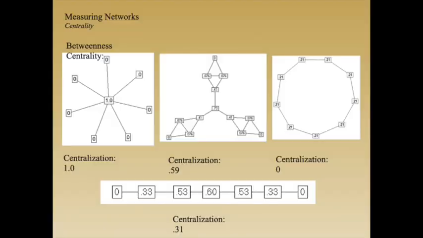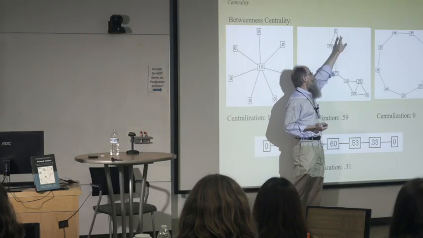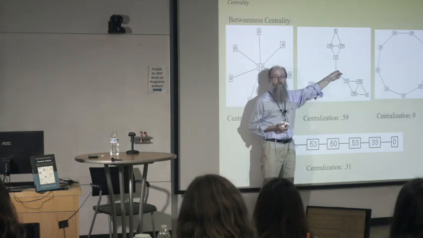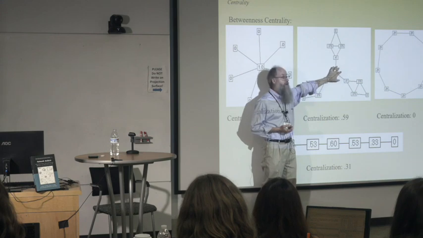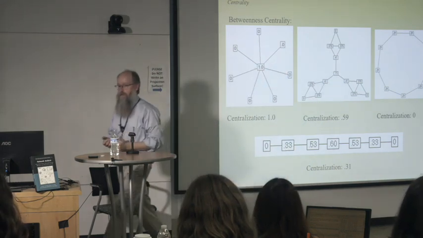So in this case, for your star network, the nodes on the periphery are not between anyone else, right? So they have no ability to block the flow from anyone else. They're always receivers and never givers. In this case, these nodes on the very end are not between anyone else. But this node in the middle, almost all paths have to go through this node, right? So this person has very high betweenness centrality and lower centrality everywhere else.